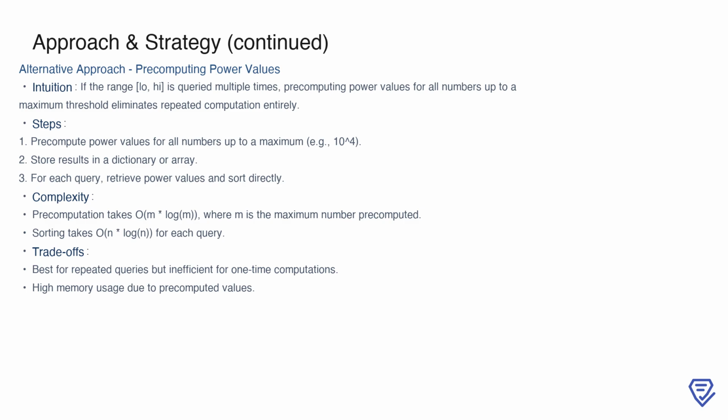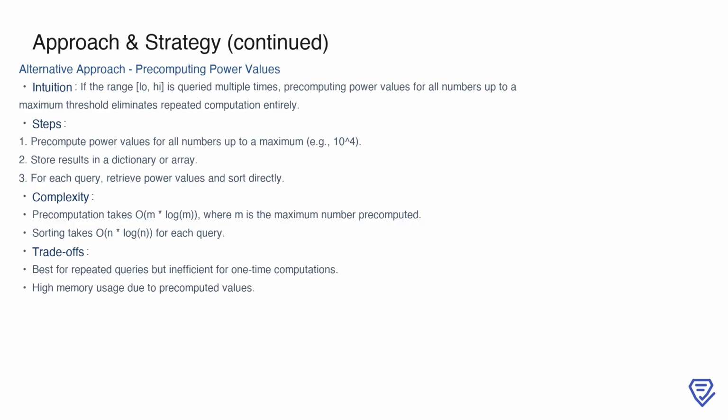This approach is especially useful when we expect multiple queries over different ranges in the future. The idea here is to pre-compute power values for all numbers up to a maximum threshold, such as 10,000, and store these results in a dictionary or array. Then, for each query, we can simply retrieve the pre-computed values and sort them directly. The main advantage is that this eliminates the need to recompute power values entirely, making it extremely fast for repeated queries.